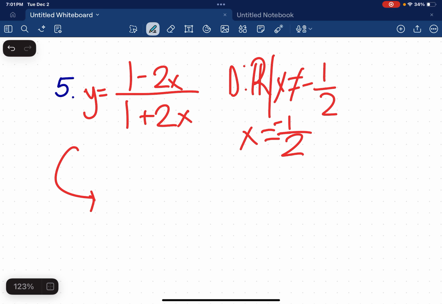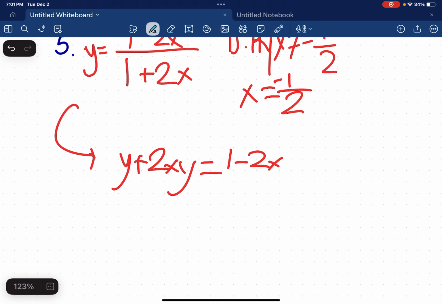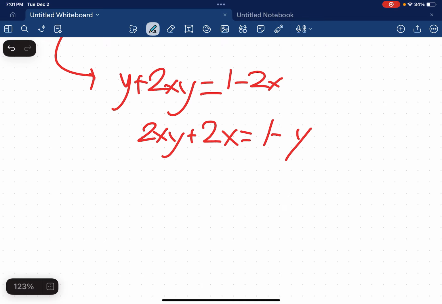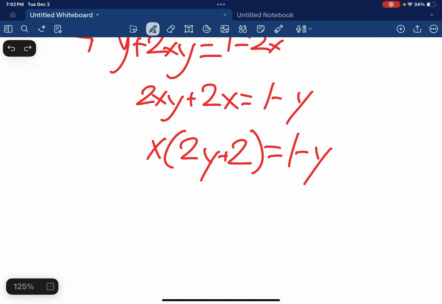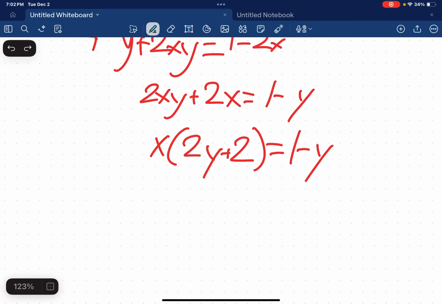Okay, and then solving for our y value, multiply both sides by 1 plus 2x. Isolating the x terms, we'll end up getting 2xy plus 2x is equal to 1 minus y. Let's factor an x out of here to get x times 2y plus 2 is equal to 1 minus y. Which means that x is going to be equal to 1 minus y divided by 2. I'm just going to factor that out. Y plus 1.